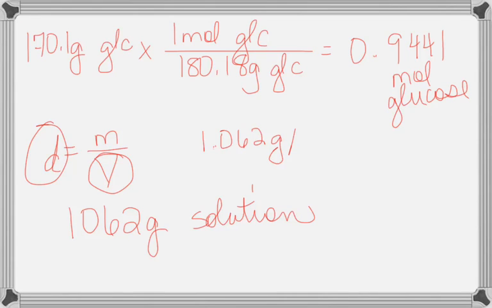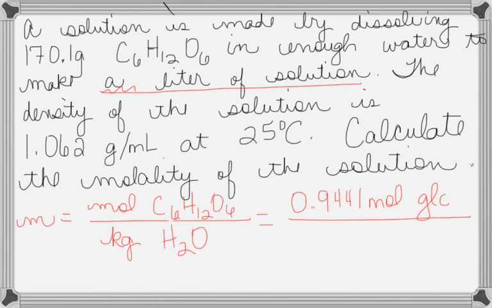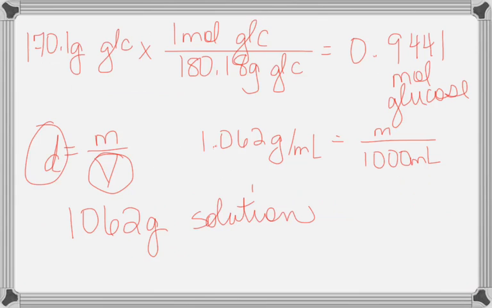1.062 grams per milliliter is equal to the mass divided by 1,000 milliliters. Where did I get that 1,000 milliliters from again? Did I just pick that number? I got it from the problem because it says a liter of solution. So you can't just pick 1,000. We got it from a liter, and a liter is 1,000 milliliters. So are you with me now on 1,062 grams of solution?